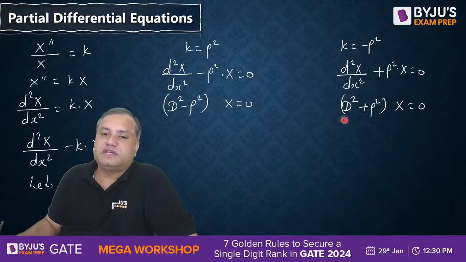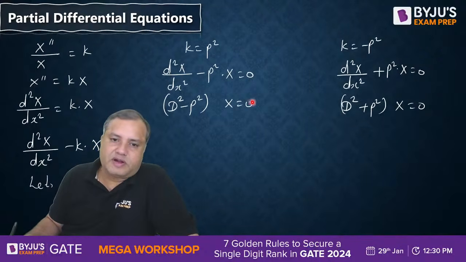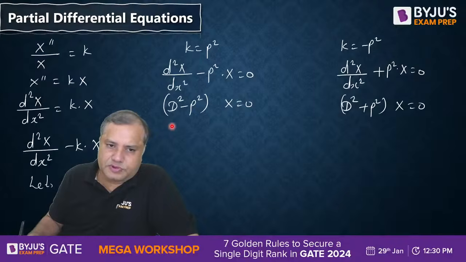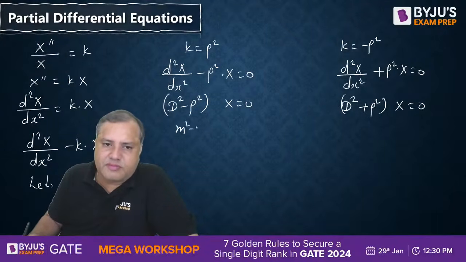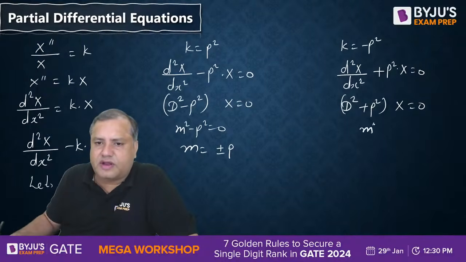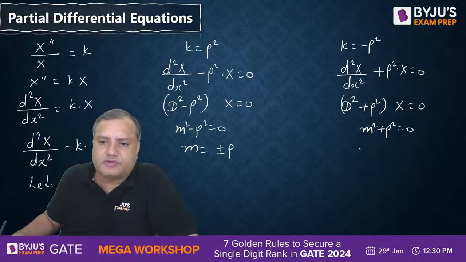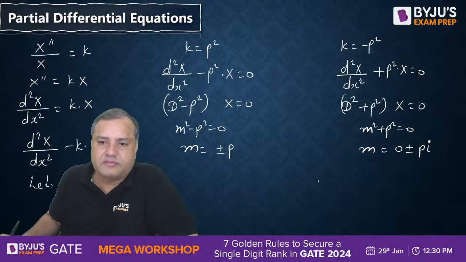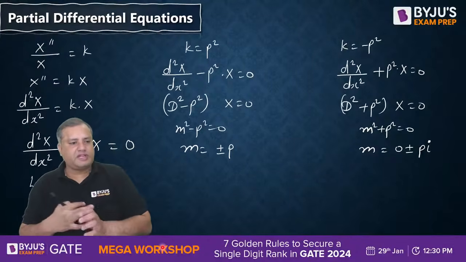So their solution is CS equal to CF plus PI. But right hand side is 0, so PI will be 0. So complete solution will be only CF. We just write the auxiliary equation. M square minus P square equal to 0. M equal to plus minus P, and here M square plus P square equal to 0. So M equal to 0 plus minus Pi.